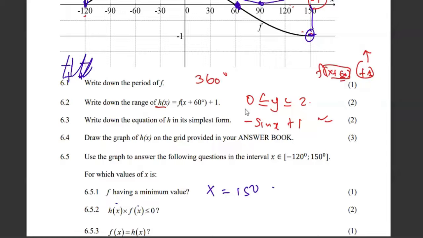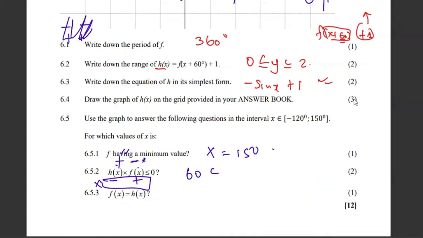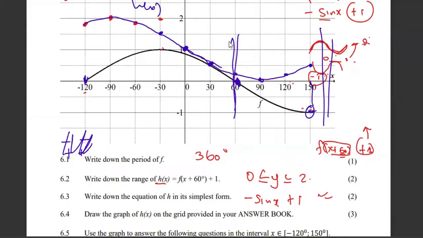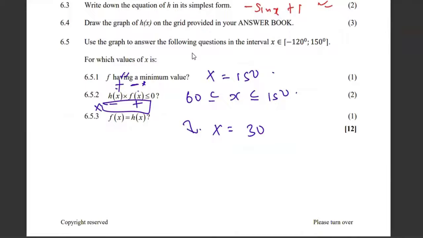So one is positive, one is negative, or one is negative, one is positive. So the only scenario we have is where this graph of h is above and then f needs to be below. So this one is out because h is not below. So between 60 and the 150, one is below, one is above. So it's going to be 60 less or equal to x less or equal to 150. And then where do we find h to be equal to f? It's just at one point, which is the 30. So they're telling us that x should be 30. All right, so that brings us to the end of question number 6.